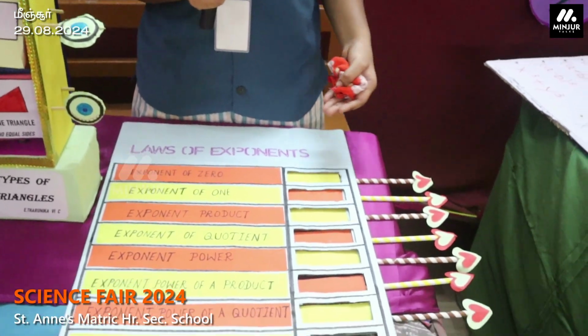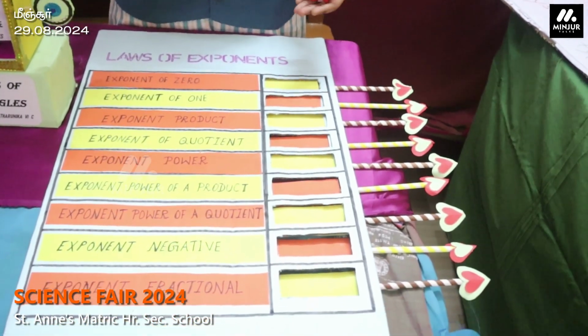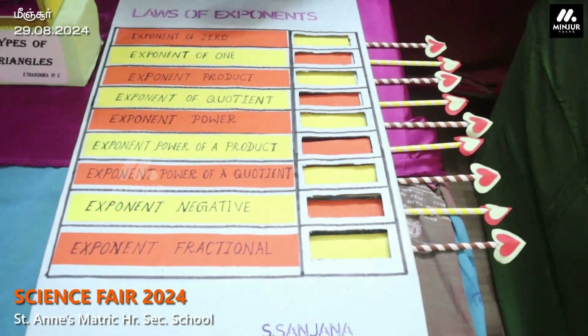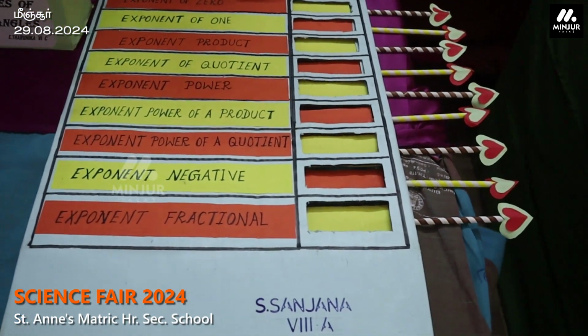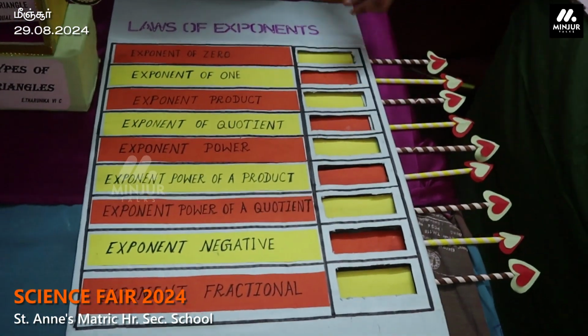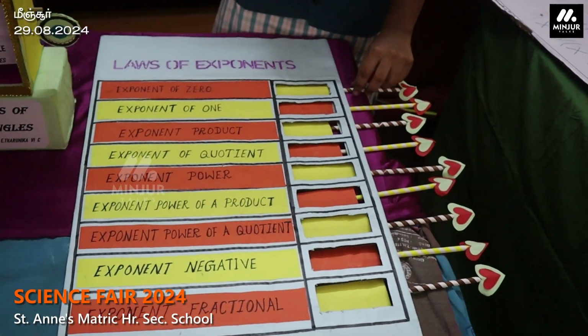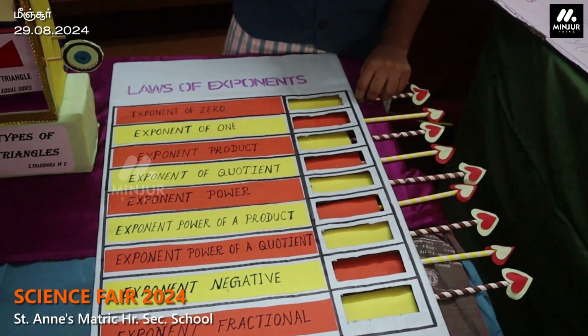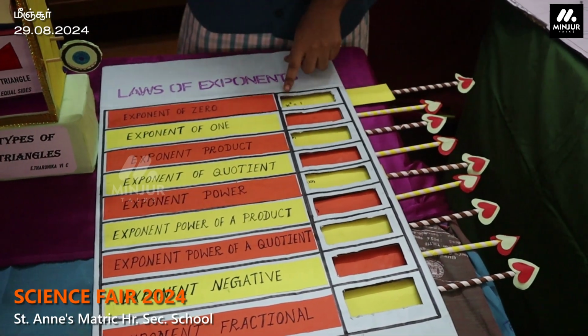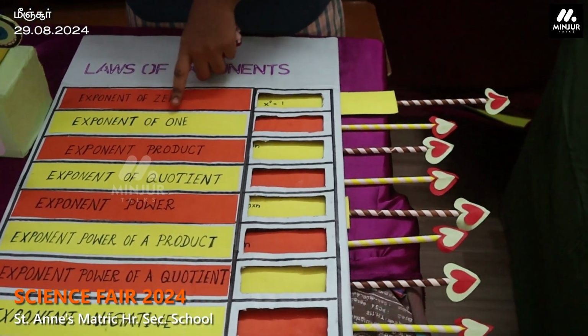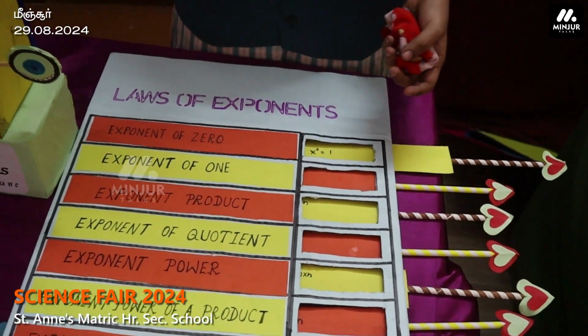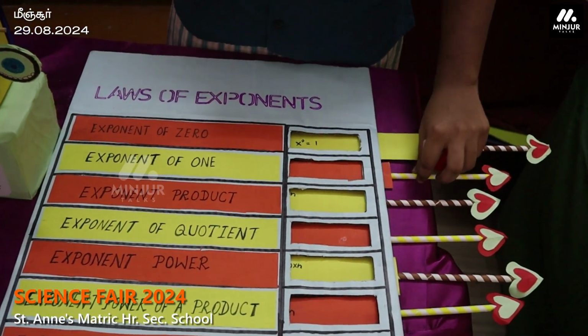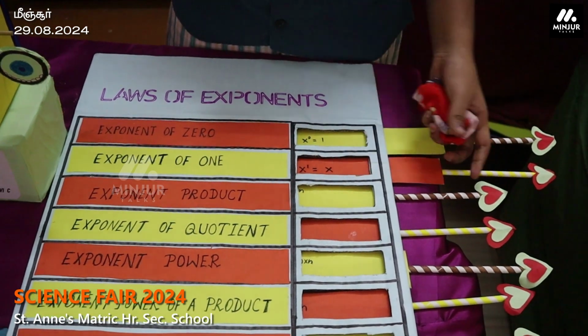Hi sir, I'm Sanjana from class 8. This is my project about laws of exponents. Laws of exponents are rules that simplify calculation and make it easier to add, subtract, multiply or divide. First one is exponent of 0. Any number raised to the power of 0 is equal to 1. Using the formula x power 0 is equal to 1. Exponent of 1. Any number raised to the power of 1 is equal to itself. Using the formula x power 1 is equal to x.